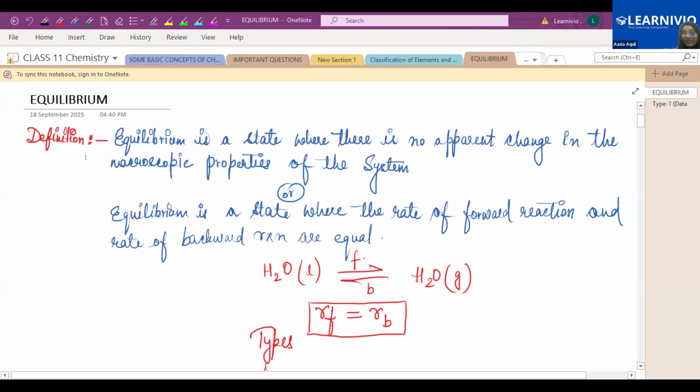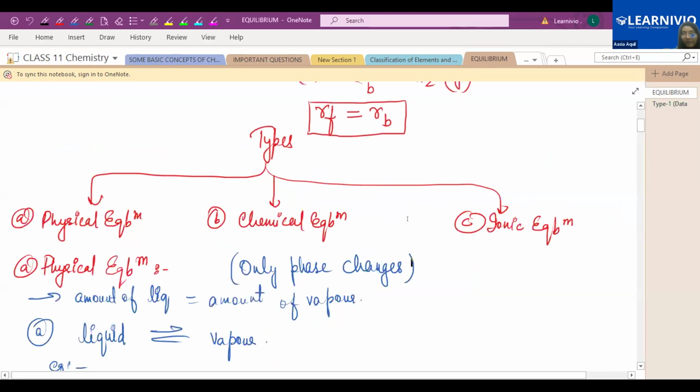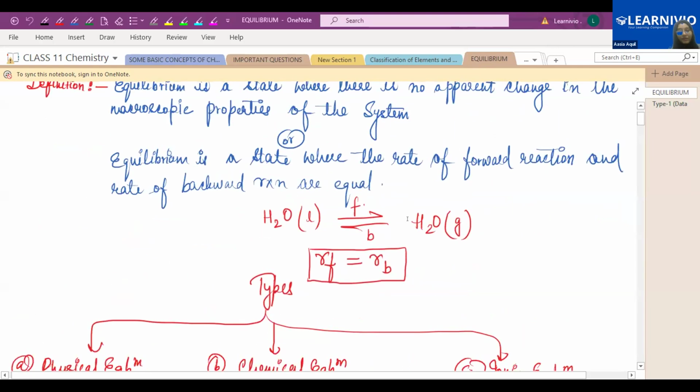Now, what does this statement mean? The rate of forward reaction is equal to the rate of backward reaction. Now, see, suppose we have a reaction, H2O, water. First it is in liquid state. Physical transformation: the state of this water is changing from liquid to gaseous. Here the vaporization is happening.